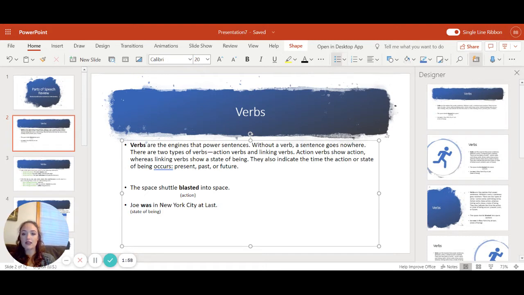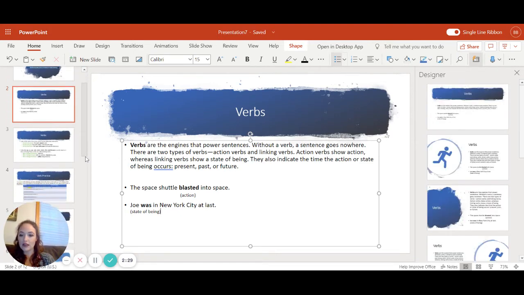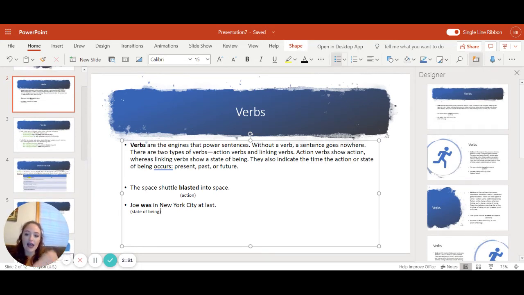So, for example, the space shuttle blasted into space. Blasted is an action, right? So that is our action verb. And then our second, state of being: Joe was in New York City at last. Oh my gosh, look at my weird errors. All right. So was is the state of being. I am, I was, we were.